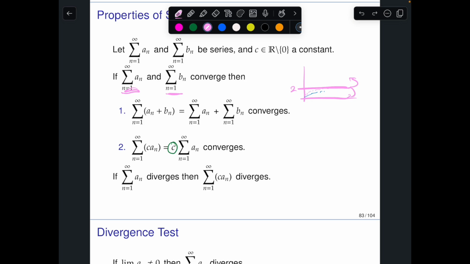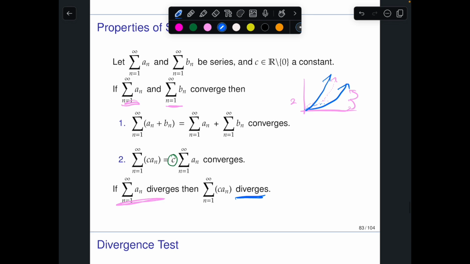And similarly, if it diverges, that means it goes up to infinity. So it'll look like this, and it'll just keep exploding. If you multiply that by a constant, all you actually do is change the speed at which it explodes, right? So it's either going to look like that or that. At the end of the day, it's still going to explode up to infinity, and therefore it's still going to diverge. So that's pretty simple.